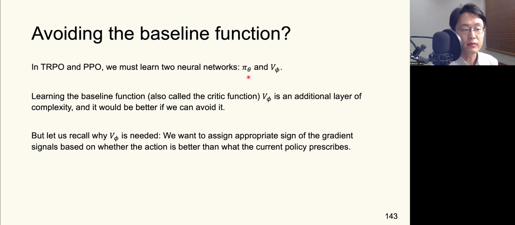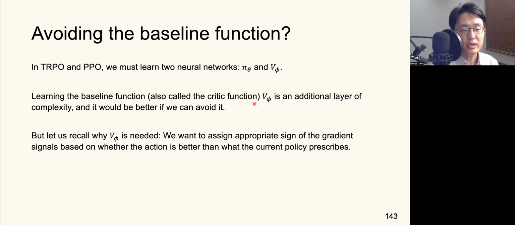And the policy is what allows us to make good actions. So it's reasonable to argue that the fact that we need to learn pi theta should not be considered a problem. But what about V-phi? Well, we have been referring to this V-phi function as a baseline function or a critic function. And this is an additional layer of complexity, and it would be better if we can avoid it.